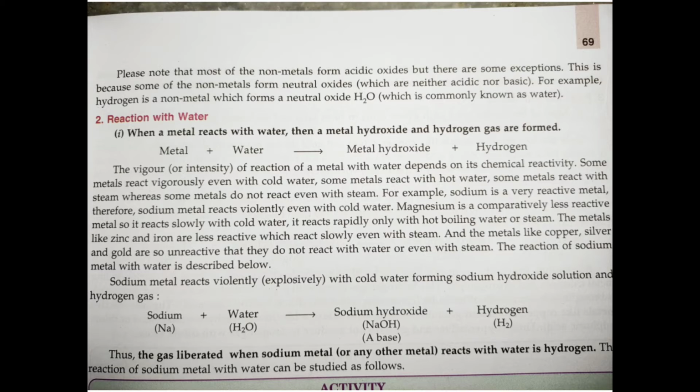When a metal reacts with water, a metal hydroxide is formed, and then hydrogen gas is evolved. Most of the metals will react with water, but the reactivity depends upon the metal. Here some examples are given: sodium, magnesium, and zinc or iron. Sodium is a highly reactive metal, so it will react highly or violently even with cold water.